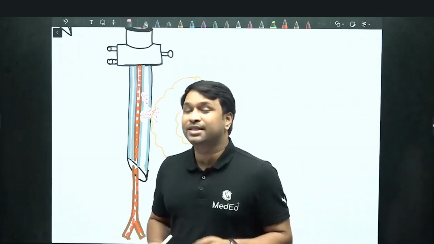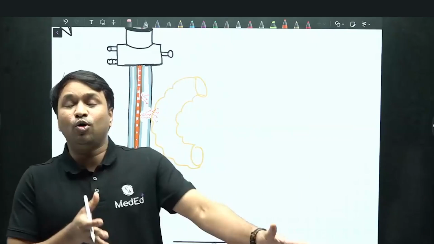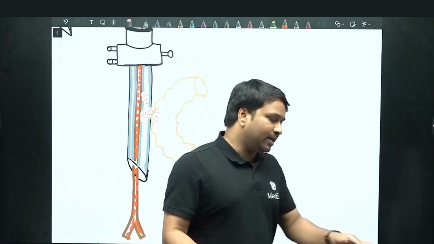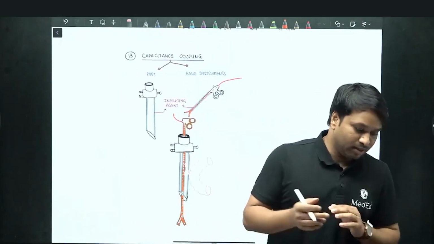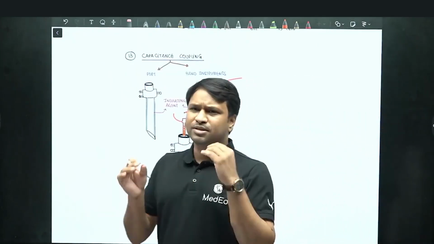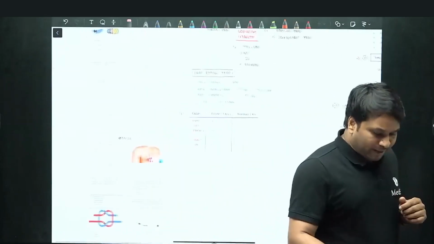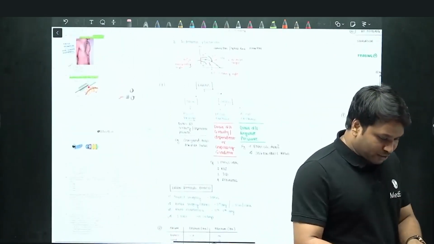Now damaging the surrounding organs due to the flow of electrical impulses because of loss of insulation is what we call capacitance coupling. This is a very simple concept that you need to understand. Now coming back to our original question, what does the question tell you?